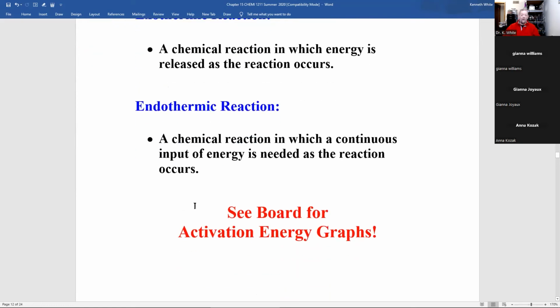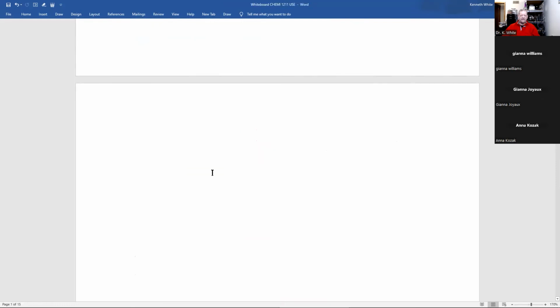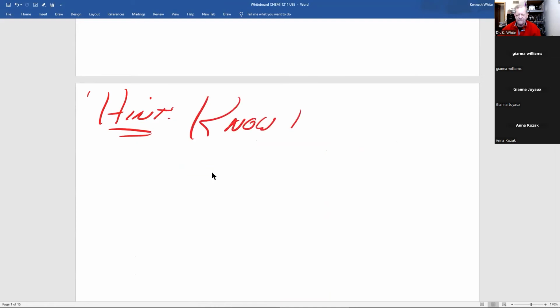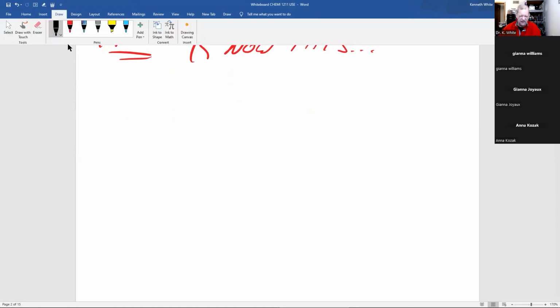Look at the bottom, a note, see board for activation energy graphs. I better get to work. Again, this material is for quiz 5. Now, you should know this. Let's look at the two different types of energy diagrams.